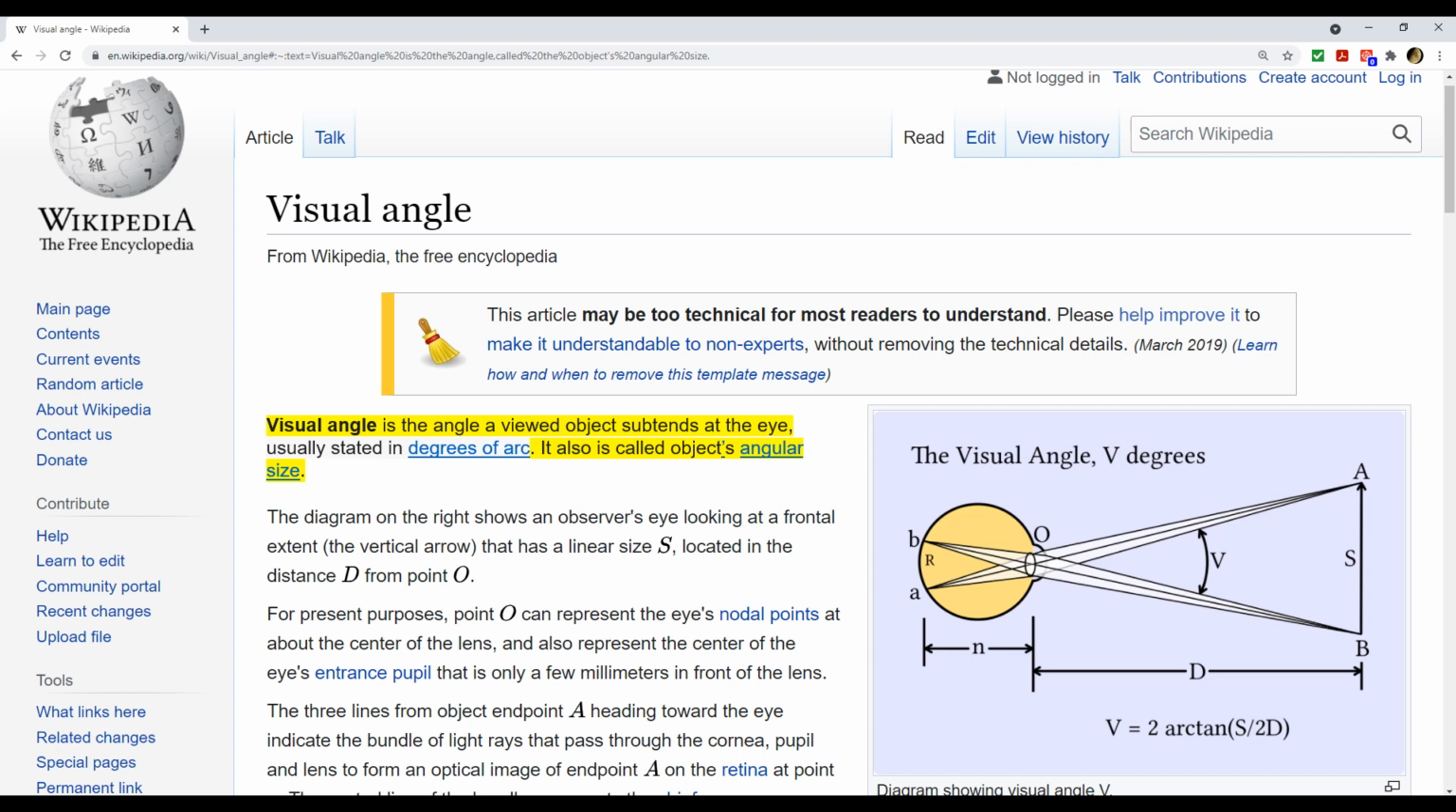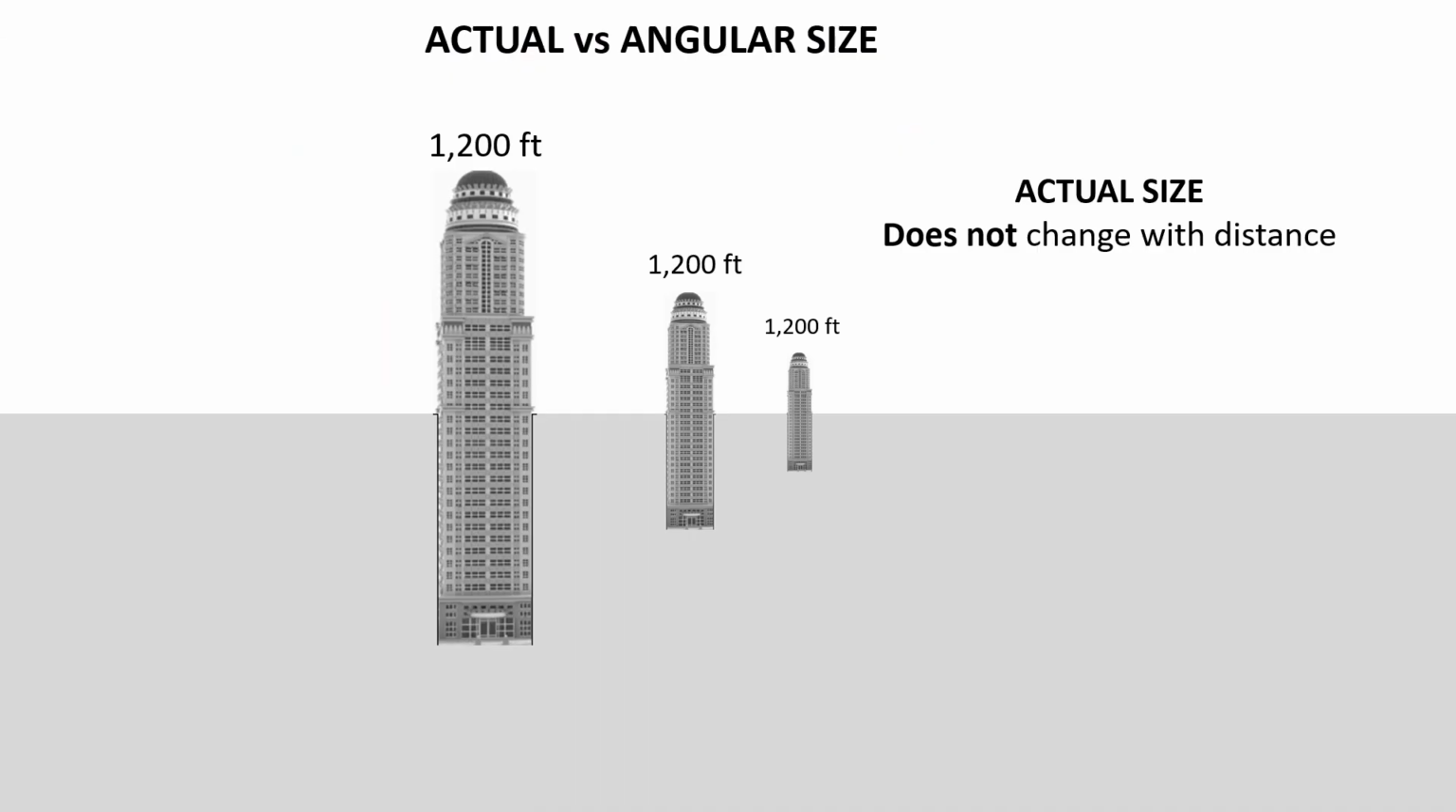So again, if we are talking about perspective, we are talking about how big an object appears to be, and that would be the visual angle, which is the angle a viewed object subtends at the eye, and it is also called the object's angular size. So there are two ways we can measure any object that we see, and the first is the actual size that does not change with distance.